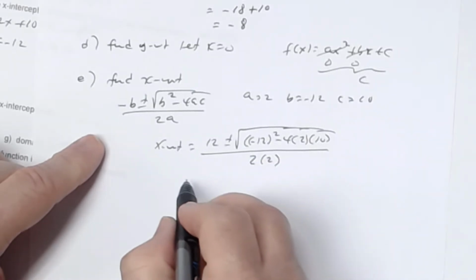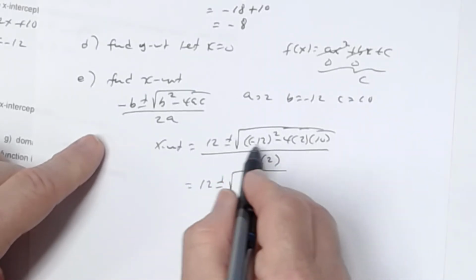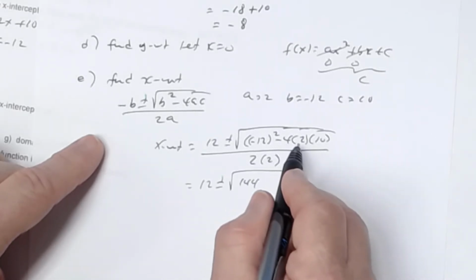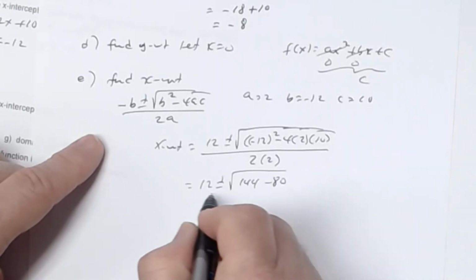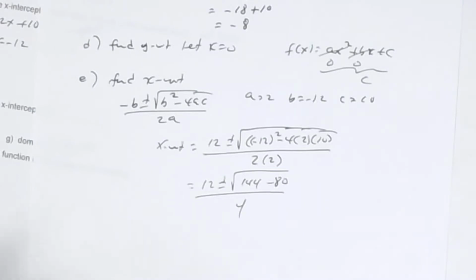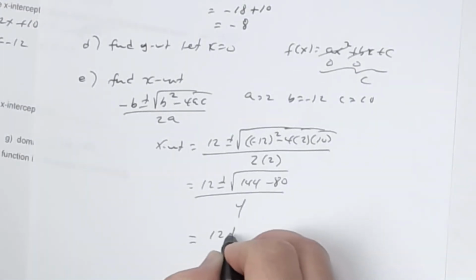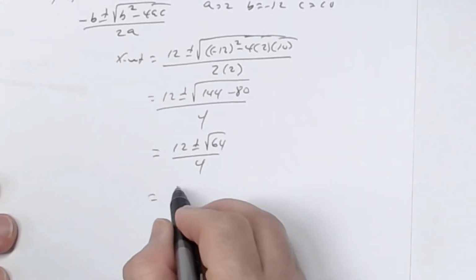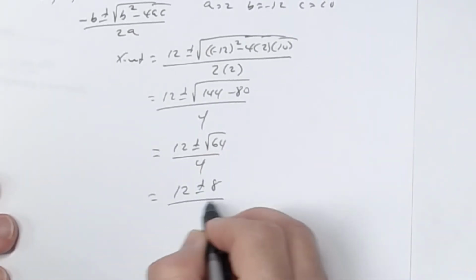2 times a. So I get 12 plus or minus the square root of negative 12 squared, which is 144, minus 4 times 2 times 10, so that's minus 80, right? All over 4. All right, and then using your calculator, if you have to, you're going to say 144 minus 80. 144 minus 80 will give you 64. Okay, and it turns out that 64 is a perfect square, meaning that I can rewrite this as 12 plus or minus 8 over 4.